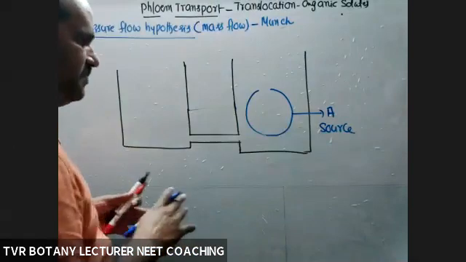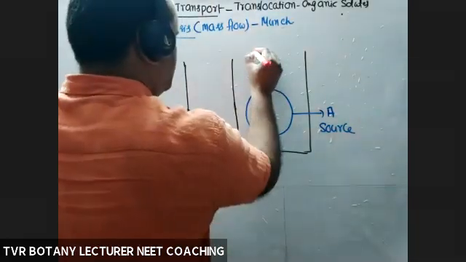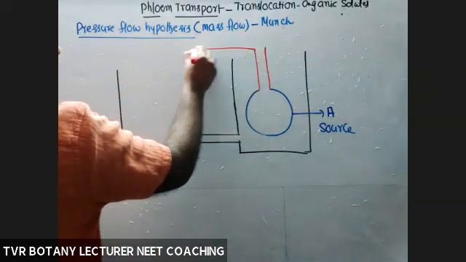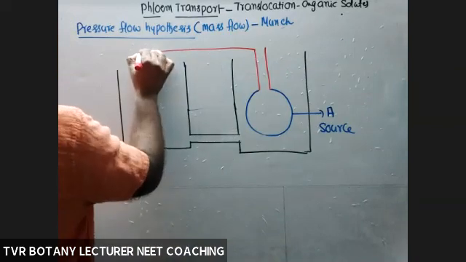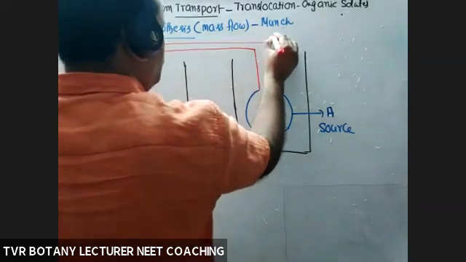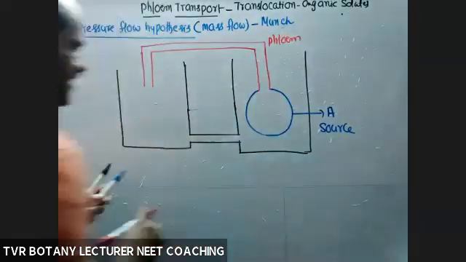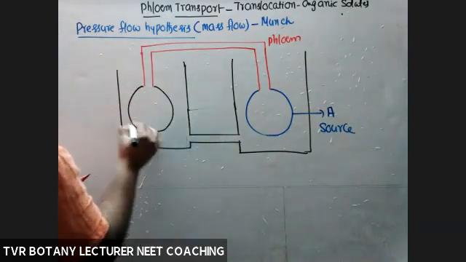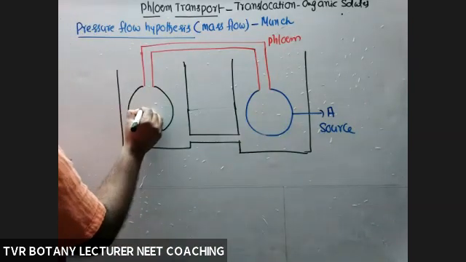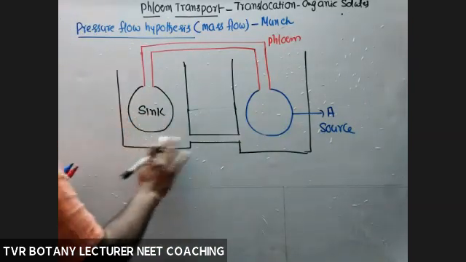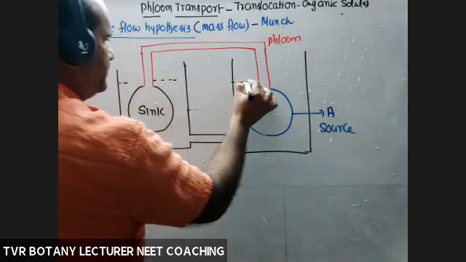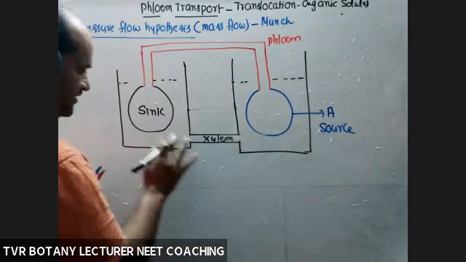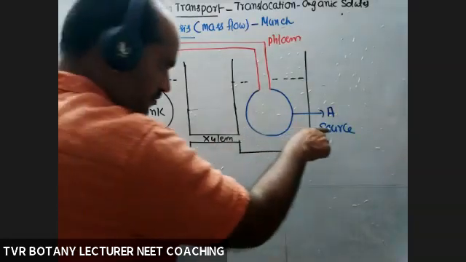Source means the photosynthetic part. Next, this is the phloem part. This red colored one is the phloem. Very simple explanation. And this one is the sink part. Source, sink, utilizing part. And this one is with water, which means definitely xylem. This one is the xylem part.